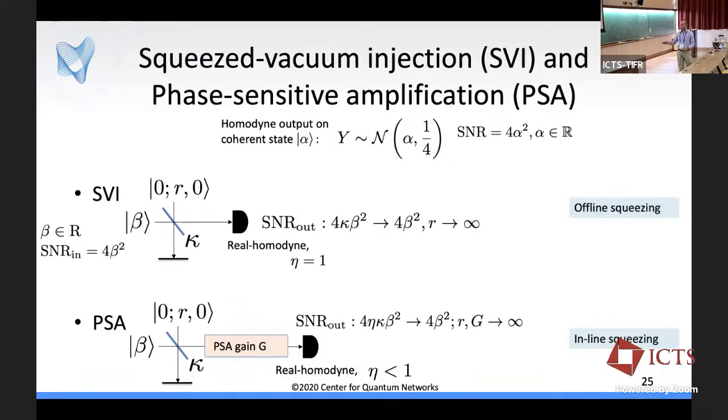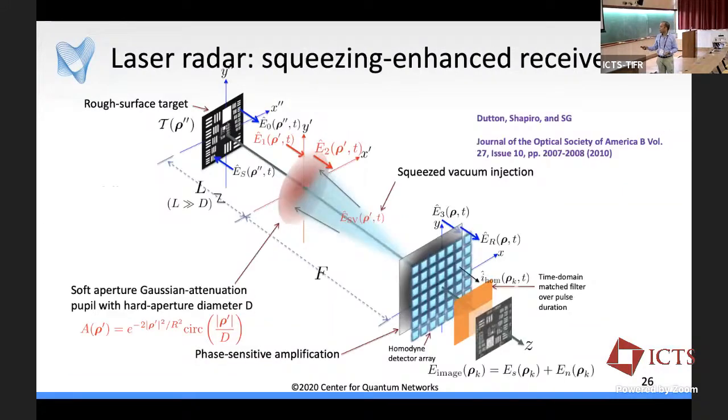These two effects, squeezed vacuum injection and phase-sensitive amplification, are something that we explored many years ago. My former PhD advisor, Jeff Shapiro, and his colleague Prem Kumar, and myself, and a few others, were involved in this DARPA program back in 2007. In it, we were looking at classical laser radar, using laser light to interrogate a scene. We had a pupil through which the light was coming back, a soft aperture pupil. So it was not a hard circular aperture. It has an attenuation. And by injecting squeezed vacuum from behind the aperture, you could have the light coming from the scene see a nice circular aperture as if there was no attenuation.